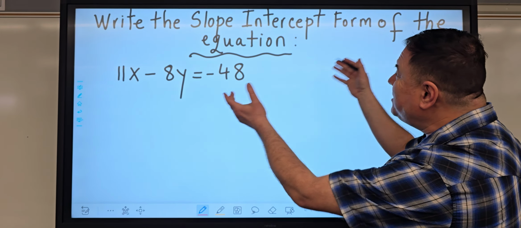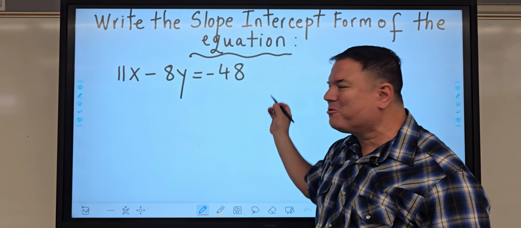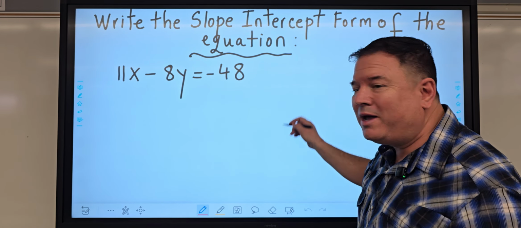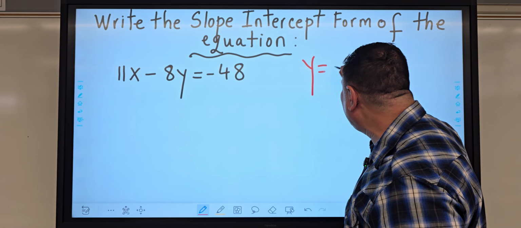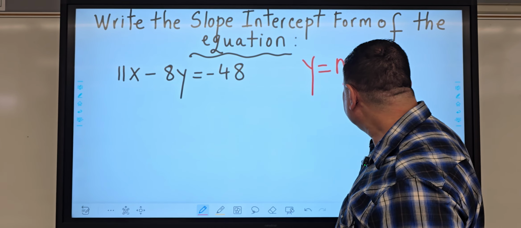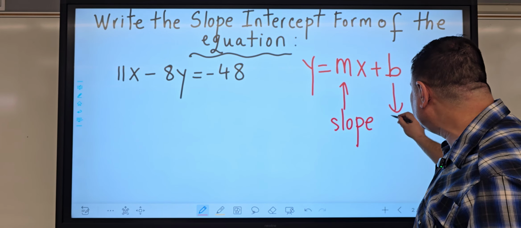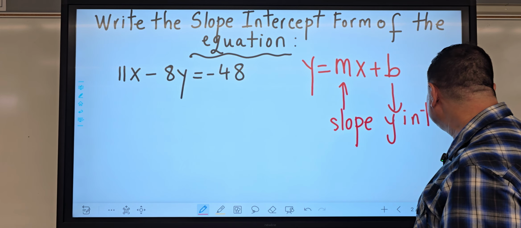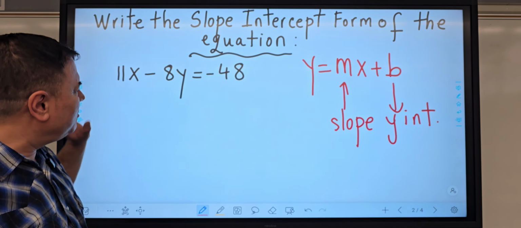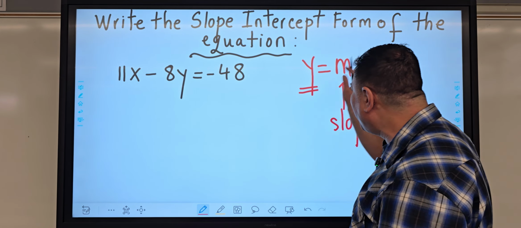Here we have: write the slope-intercept form of the equation 11x minus 8y equals negative 48. Remember, slope-intercept form is y equals mx plus b, my favorite. m is the slope, and b is the y-intercept. We are going to use this form, y equals mx plus b, and we need to get this equation into this form. Therefore, the y has to be by itself.